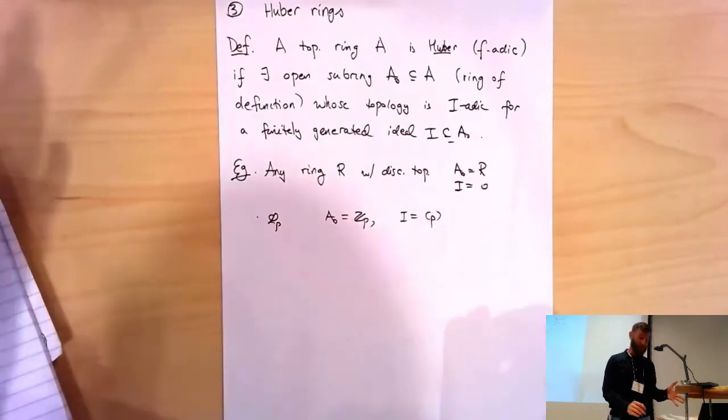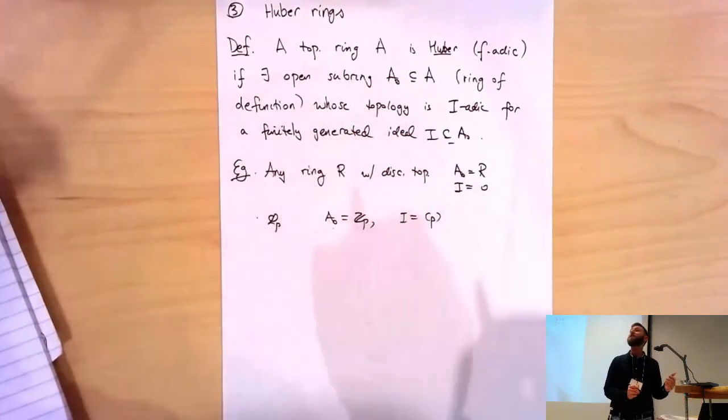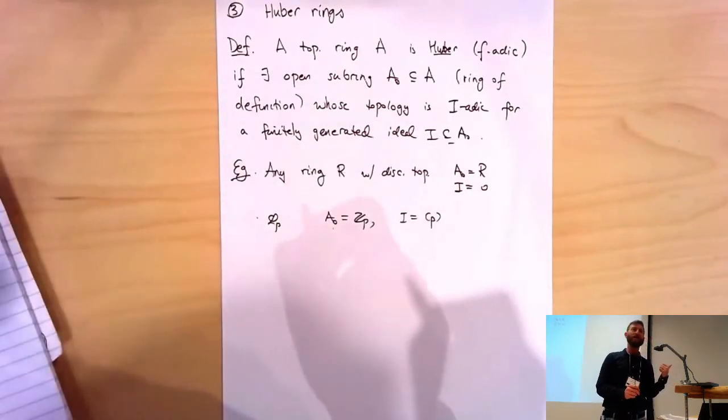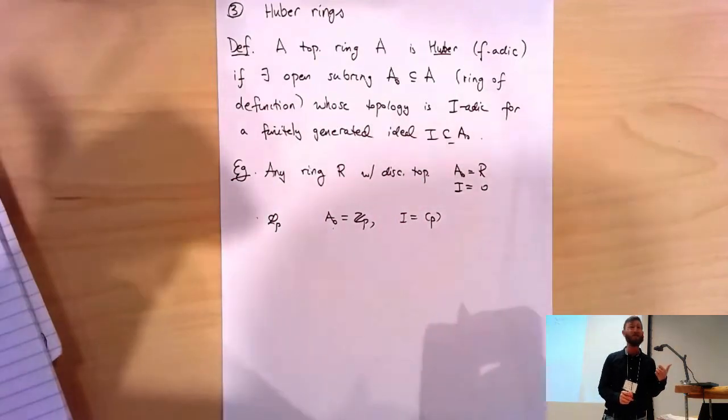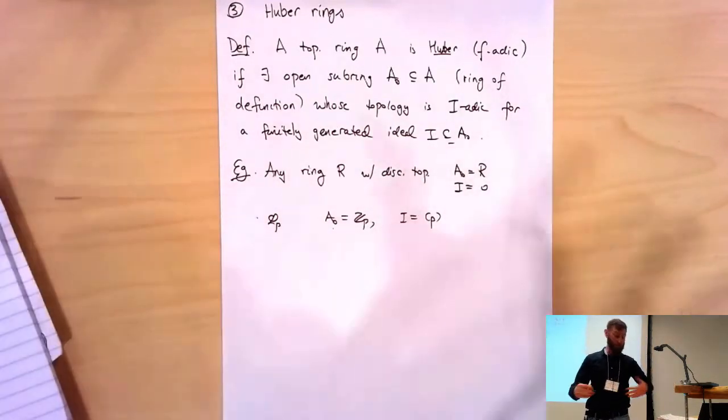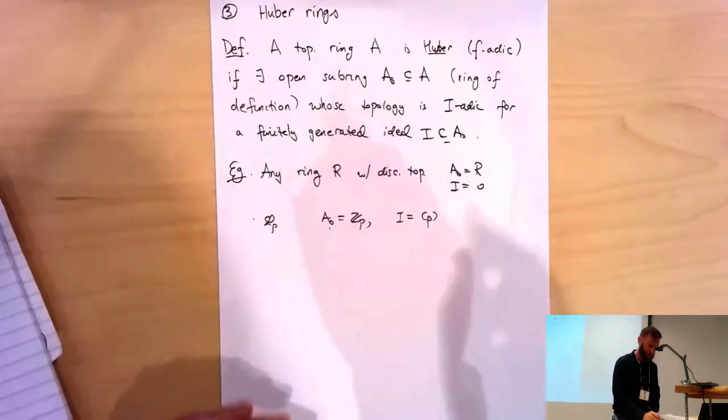It would not be good to have A0 be all of Q_p. That wouldn't work, because p is invertible in Q_p, and so the ideal it generates is the unit ideal, which gives you the wrong topology on Q_p. So that's why it's important to have this moving target, this ring of definition here.